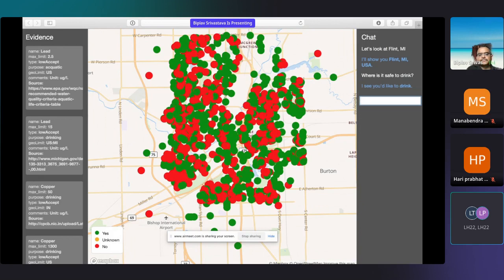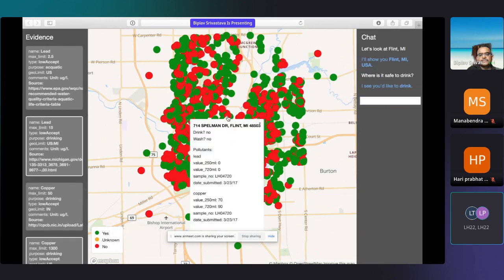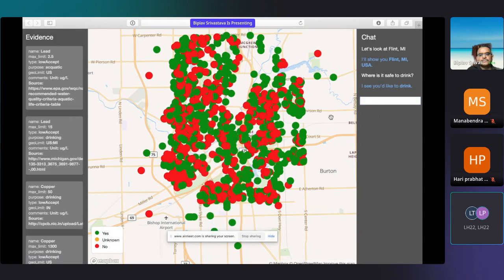The map is now color-coded based on drinking water quality. Red locations are unsafe, and green locations are safe. On the left, we also see regulations that bear on water quality. We can click on the dots to get more detail. Here we see detail for 714 Spellman Drive. We can see it's unsafe to drink. At the left, regulations that contribute to this assessment are highlighted. We can also see pollutant levels for this location. Let's look at bathing. Is it safe to bathe? The map is now color-coded based on water quality for bathing.